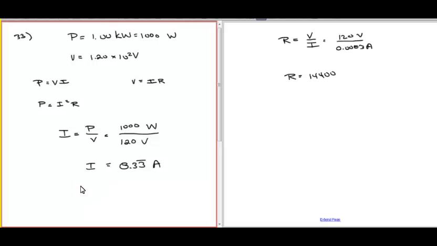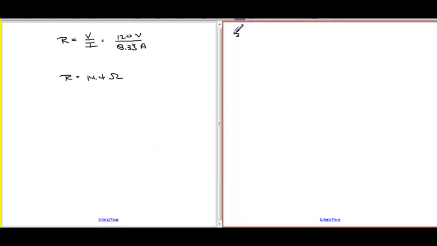And then we go over here. Usually resistance for heating elements is in the tens of ohms. So 120 divided by 8.33 is 14.4 ohms. That makes more sense. Okay, 34.